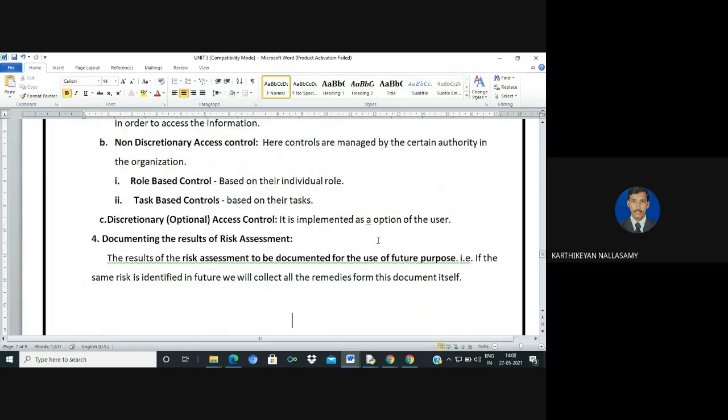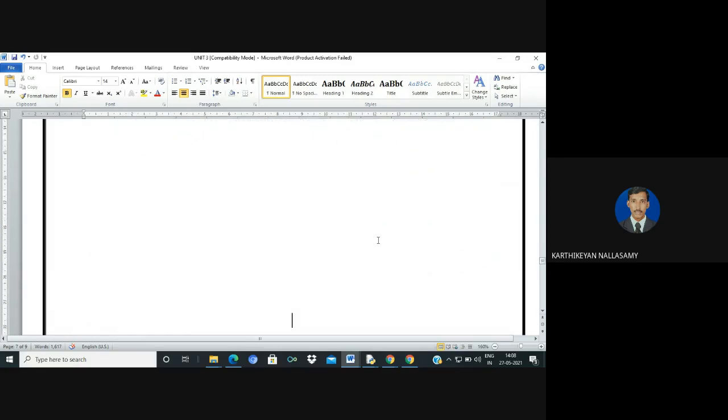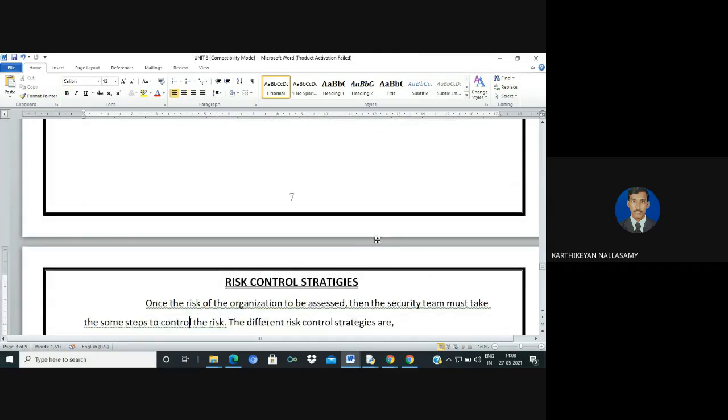Next, once everything is identified, we document everything for future purposes. The reason is that if the same risk is identified in some other place, from this document itself we can identify what procedure to follow. So once the risk is identified, we assess the impact of the risk, prioritize it, and document everything. And finally, we go with the risk control strategies.